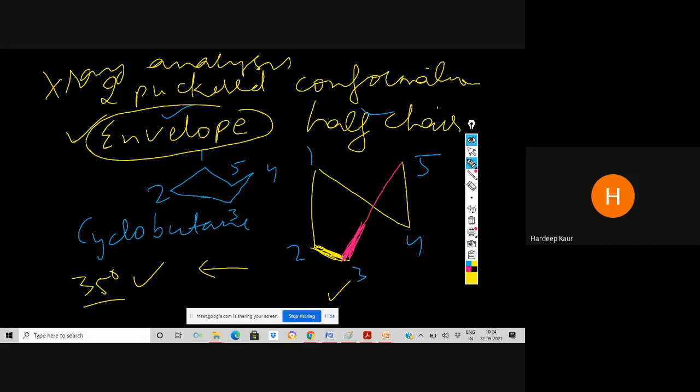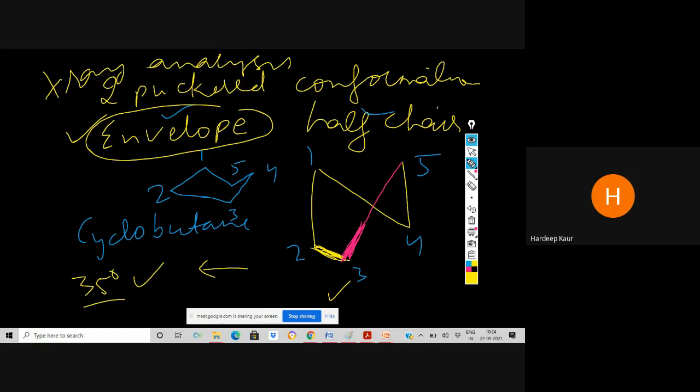The reason the envelope conformation exists is that in this conformation there is minimum eclipsing between the substituents and the adjacent hydrogen atoms. Okay? For the adjacent hydrogen atoms of cyclopentane, when the envelope conformation is there, the eclipsing decreases, so they do not face each other directly.